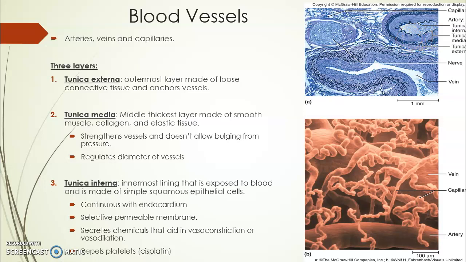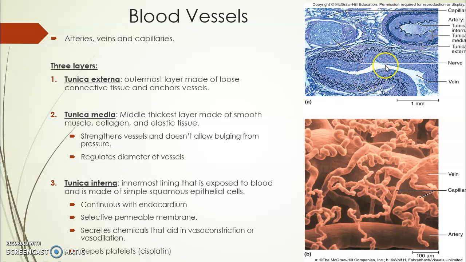So this is going to be an area where we're going to see that vasomotor regulation occurring, where constriction and dilation occur because of the muscle either relaxing or constricting. And then finally, internally, we're going to see the tunica interna. Now, this is made up of that simple squamous epithelial tissue that is going to be continuous with that endocardium that we saw within the heart.